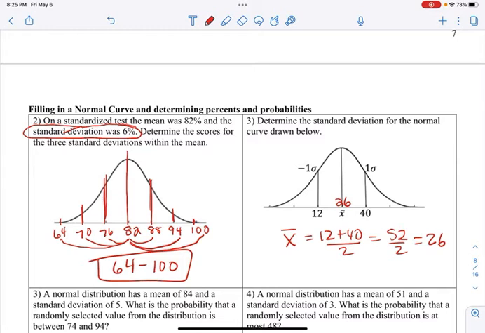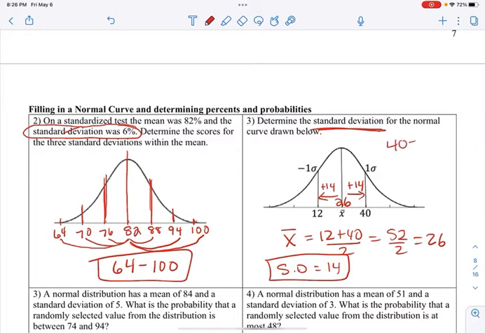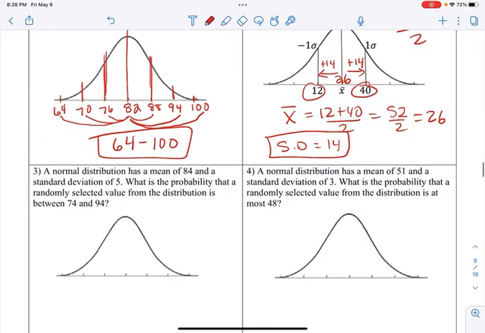But they wanted me to determine the standard deviation. So 26 plus what is 40? Well, that means my standard deviation was 14 because I added 14 and I subtracted 14. I added 14 to go this way and I subtracted 14 to go that way. So my standard deviation is 14. Another way that I also could have done that is just done 40 minus 12, take those two numbers right there, and divide that by 2. That will also give me the same answer, 14.